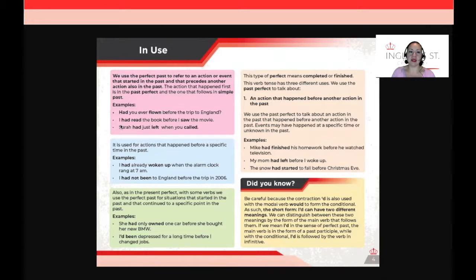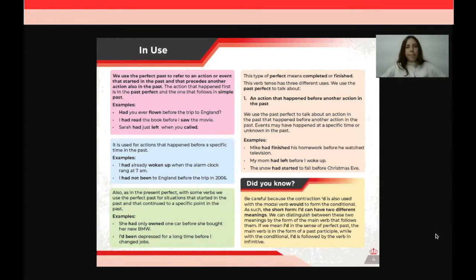So as you can see here, this is in past perfect because it's the thing that happened first and then the situation that happened next, I saw, is in past simple. Sarah had just left when you called. The same here. Mari, can you please read the blue box?